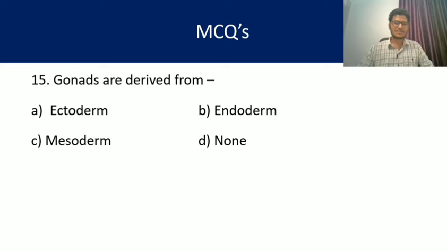15. Gonads are derived from. So the gonads, the male gonads, testis, or female gonads, that is ovary, are derived from the mesoderm. They are mesodermal in origin. The answer is C, mesoderm.